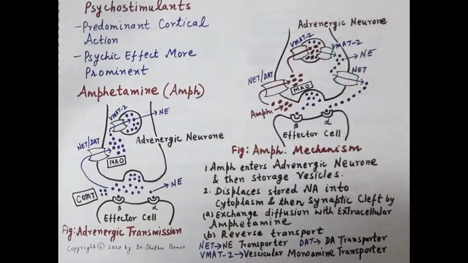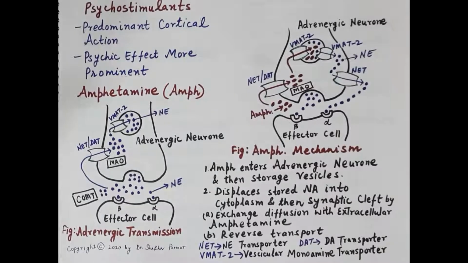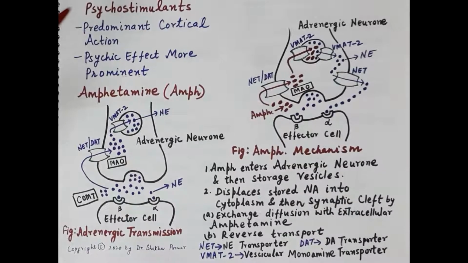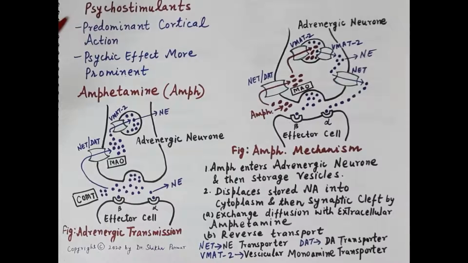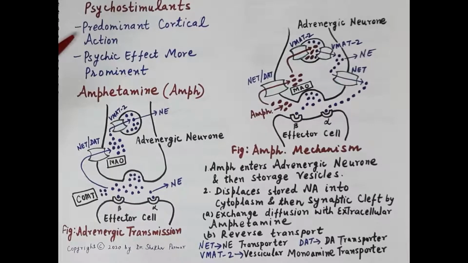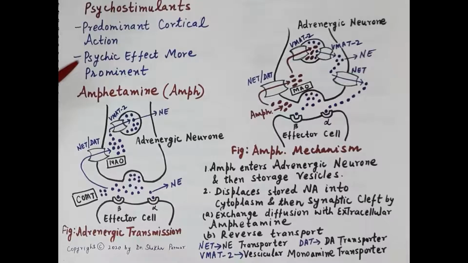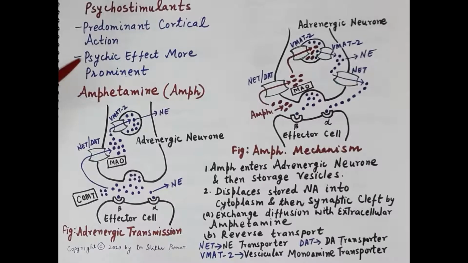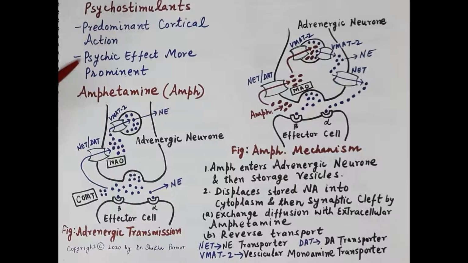Now we will talk about the pharmacology of psychostimulants, that is, the third category of CNS stimulants. These drugs show predominant cortical action, that is, a predominant effect on the cerebral cortex, and their psychic effects are more prominent. Their CNS stimulant effects are more prominent compared to the effect on the rate of respiration or the ability to induce convulsions.